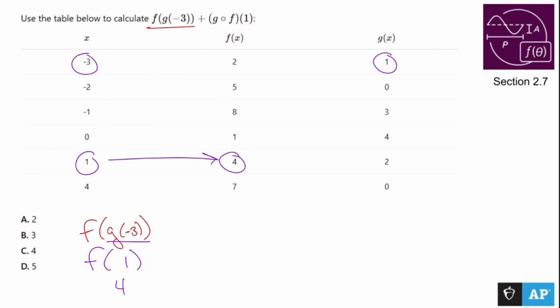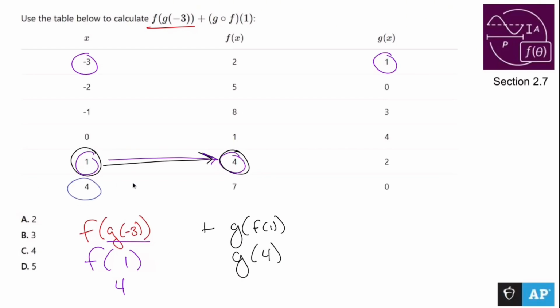And I'm adding g of f of 1, and I'll write it out like that, g of f of 1, which I just found out what f of 1 is. When x is 1, f of 1 is 4. So now I need to find g of 4. When x is 4, g is 0. So g of 4 is 0.